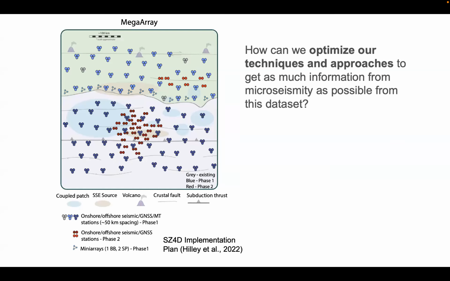Okay, so we're going to talk about microseismicity and subduction zones. And specifically, if we're thinking about installing something like this notional mega array on some subduction zone somewhere, we want to know that, we're going to spend all this money on it. We want to know that we know how to get as much information out of it as possible. And specifically, I'm going to talk about how we can get as much information about microseismicity, the little earthquakes, using something like this mega array.